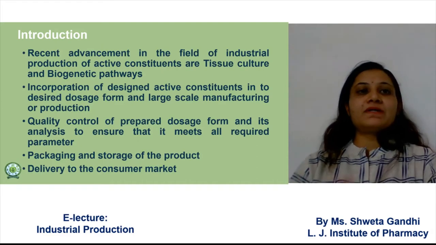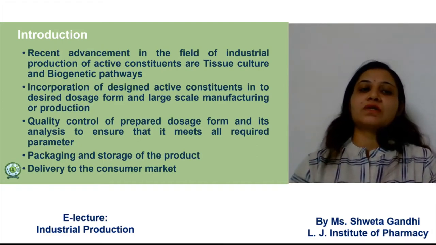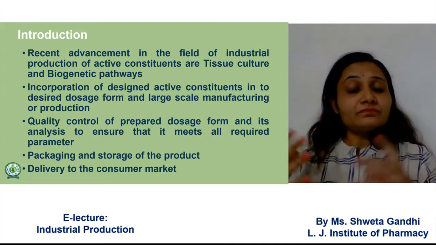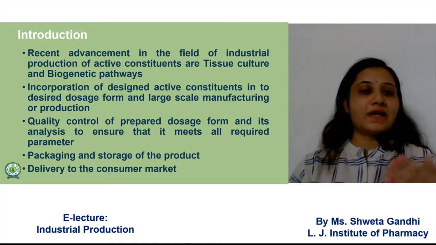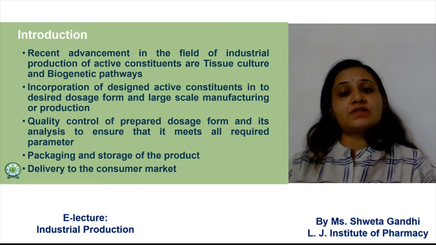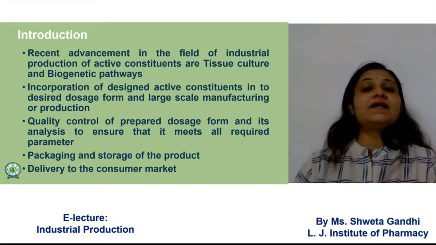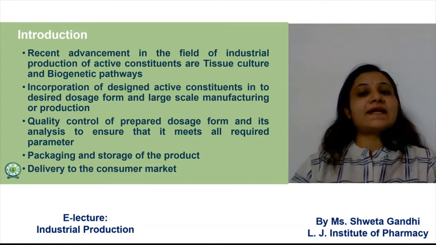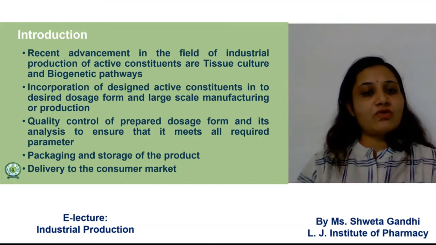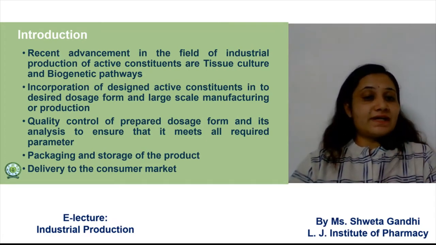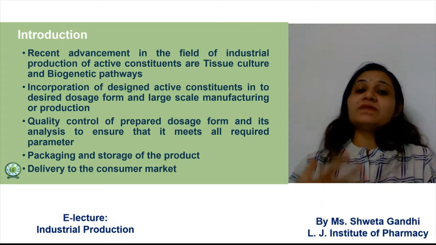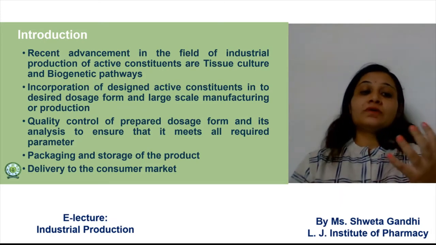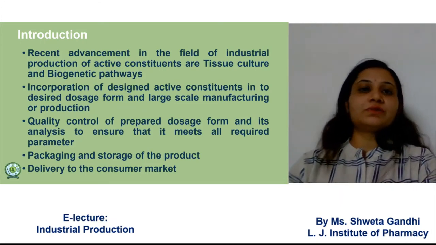Recent developments in the industrial production of active constituents are tissue culture and biogenetic study. For example, plant tissue cultures are nowadays very helpful in producing new and hybrid varieties. The advantage of this tissue culture technique is that we get the desired amount of phytoconstituent. Then comes incorporation of the active constituent into the desired dosage form, quality control of the prepared dosage form and its analysis to ensure it meets standards, then packaging and storage, and final delivery to the consumer market.